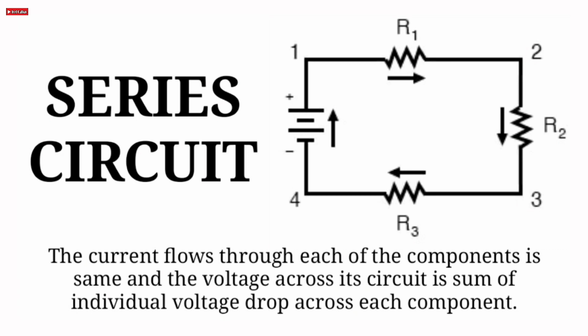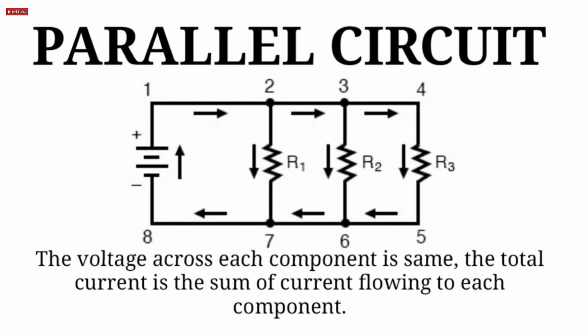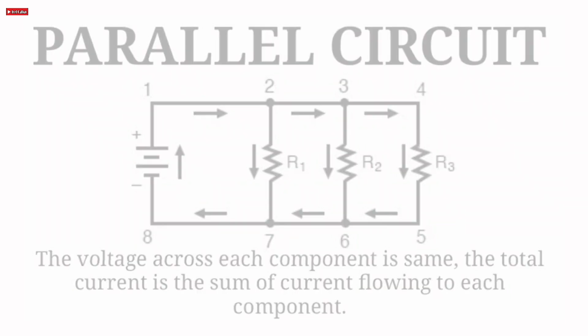In series, the current flowing through each of the components is the same, and the voltage across the circuit is the sum of the individual voltage drops of each component. In parallel, the voltage across each component is the same. The total current is the sum of the current flowing through each component.